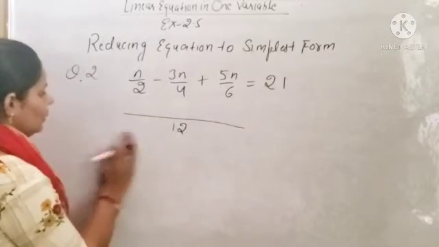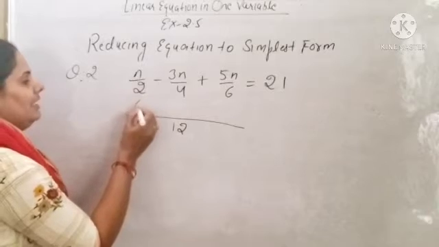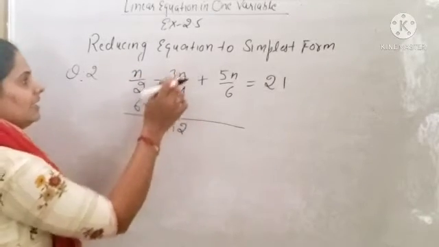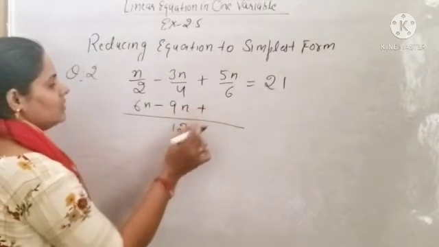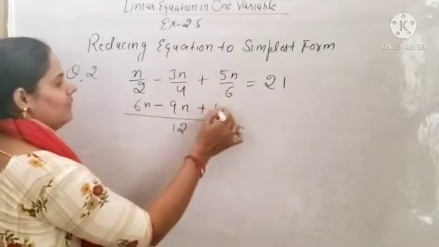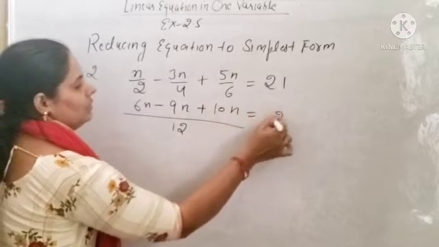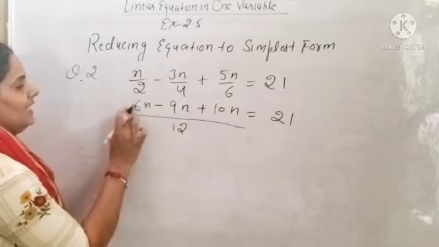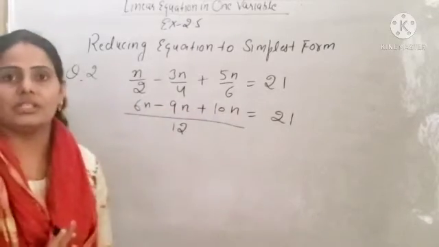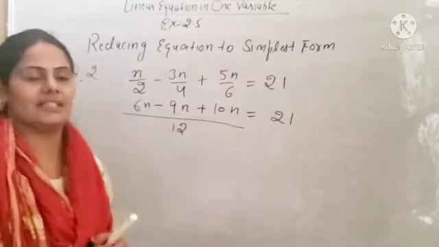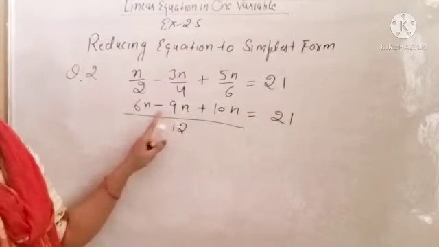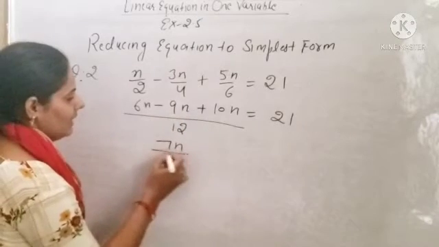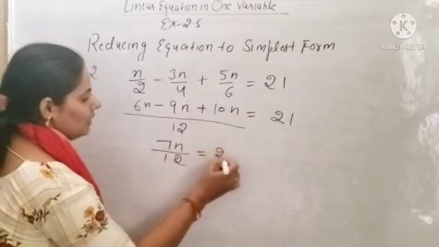Now 12 divided by 2 is 6, 6 into n, so it will be 6n. Clear? Minus 12 divided by 4 is 3, 3 into 3, 9n, plus 12 divided by 6 is 2, 2 into 5, 10n is equal to 21. Clear? Now it will be 10 plus 6. Okay, 6n and 10n, both are positive numbers. So 10 plus 6 you will get 16, and 16 minus 9, so you will get 7n. 16n minus 9n. So 7n divided by 12 is equal to 21.